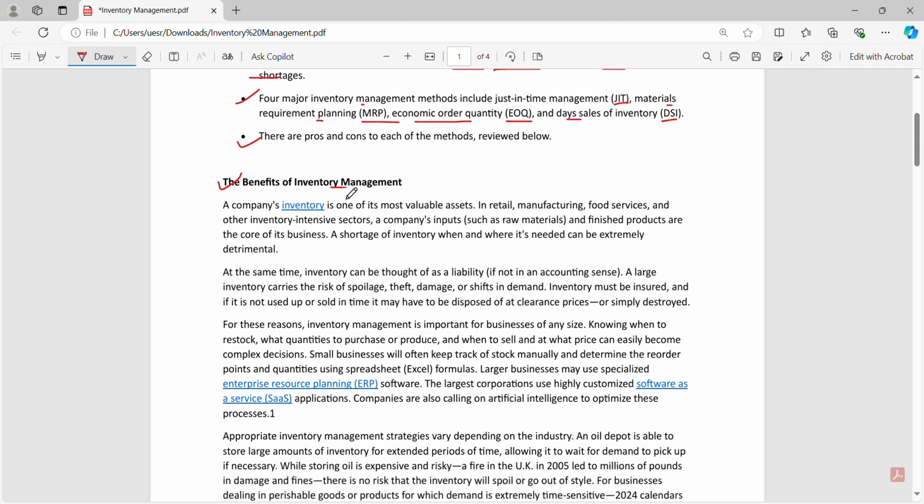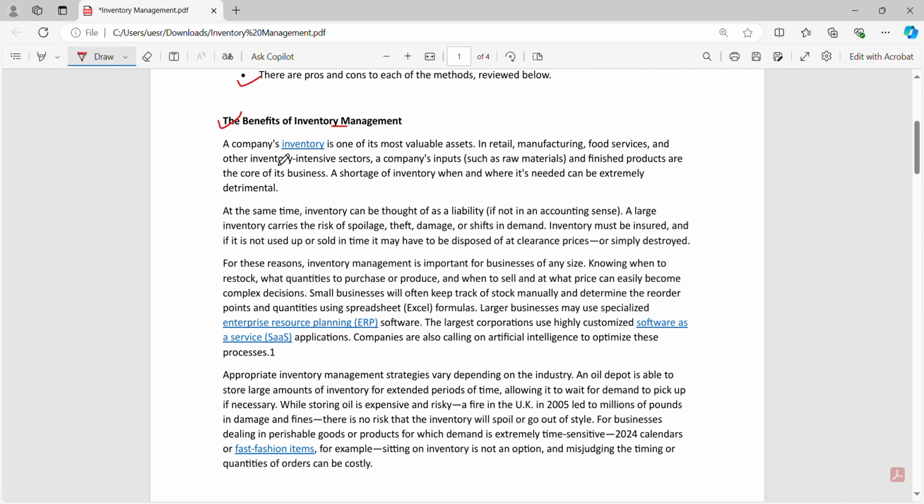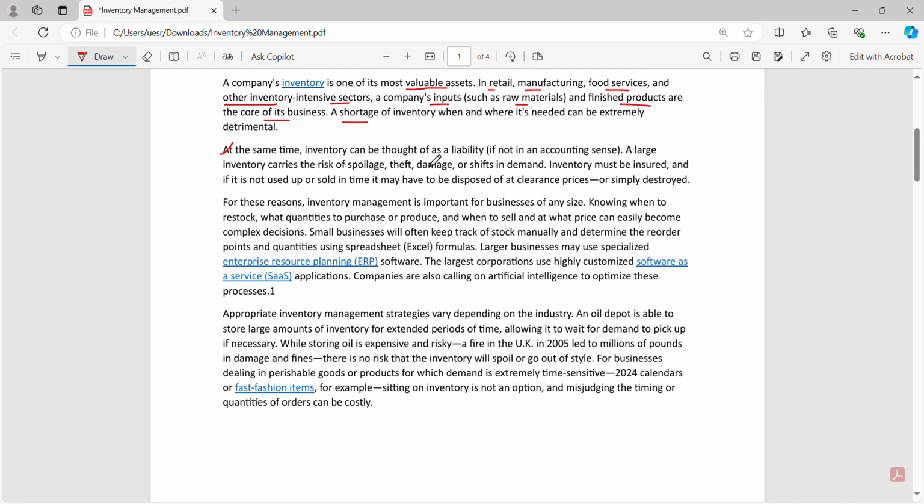So, the benefits of inventory management. A company's inventory is one of its most valuable assets. In retail, manufacturing, food services, and other inventory-intensive sectors, a company's inputs such as raw materials and finished goods are the core of its business. The shortage of inventory when and where it is needed can be extremely detrimental. At the same time, inventory can be thought of as a liability, if not in an accounting sense.